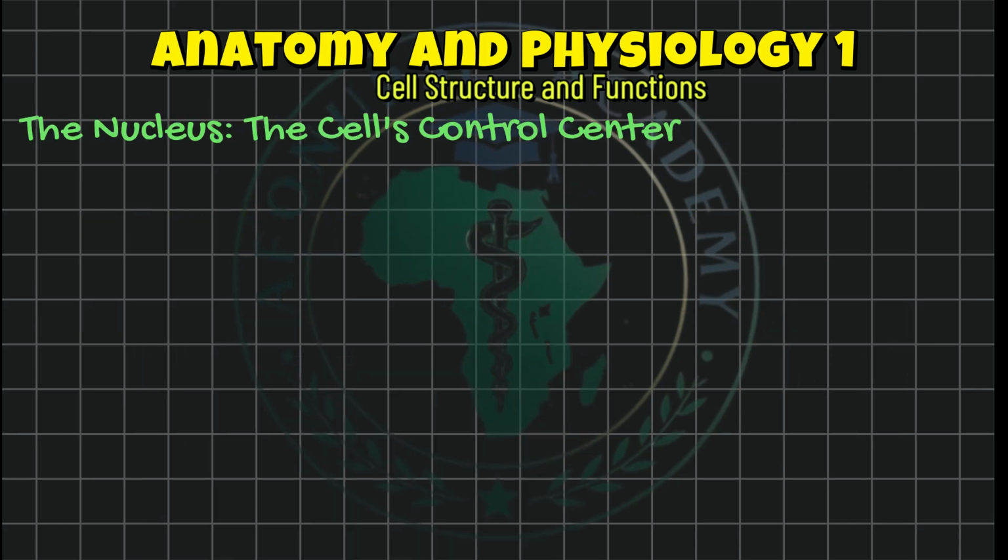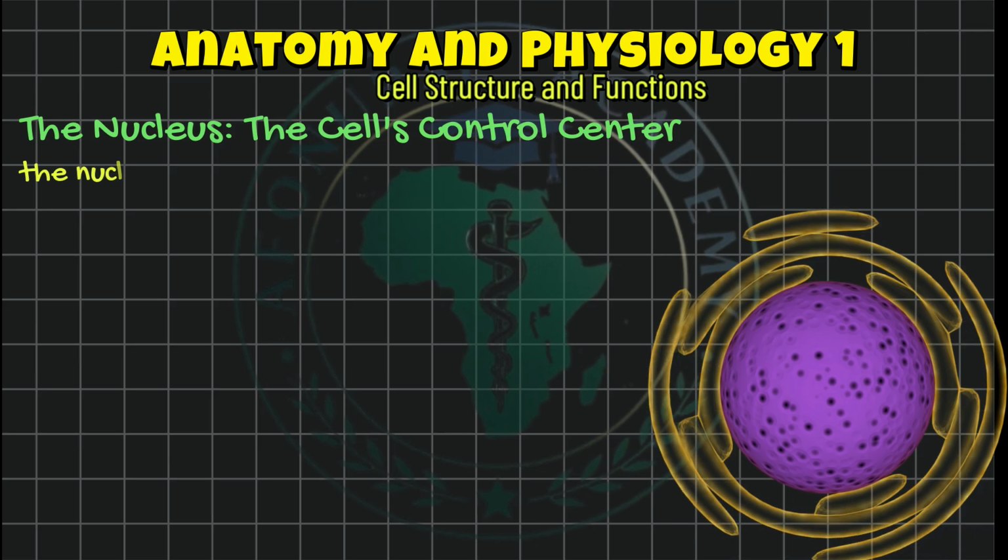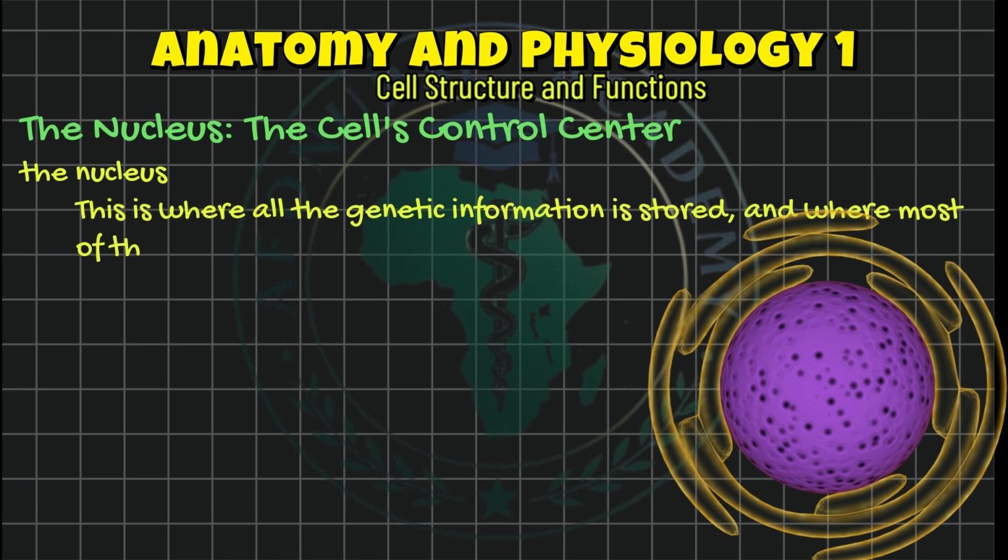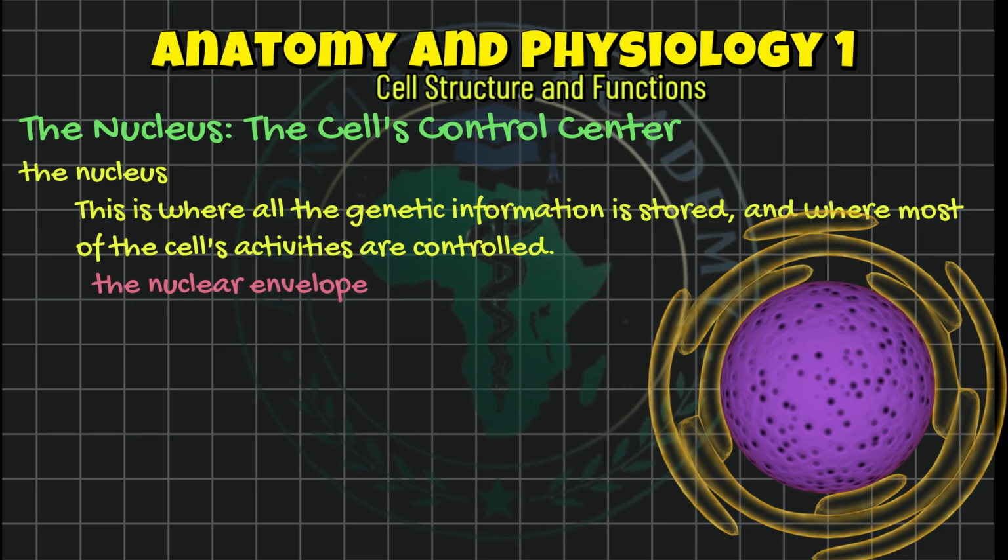Now let's head inside the cell, to the nucleus. If the cell membrane is the security guard, the nucleus is the boss's office. This is where all the genetic information is stored and where most of the cell's activities are controlled. The nucleus is surrounded by its own double membrane, called the nuclear envelope. This envelope has tiny pores that allow certain materials to move in and out.